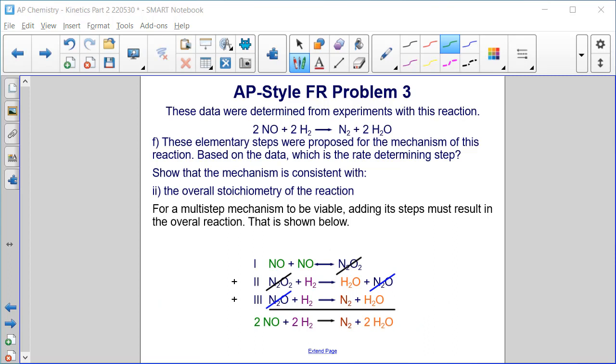The last thing we need to do in part F is show that the mechanism is consistent with the overall stoichiometry of the reaction. So we already showed that it was consistent with the experimentally determined rate law, and we determined that step 2 is the rate determining step. Now we need to just show that it's consistent with the overall stoichiometry. So for a multi-step mechanism to be viable, adding its steps must result in the overall reaction. And so I've taken each of the proposed steps and added them together, eliminating any intermediates, and in the end I get the same overall reaction that I'm given in the problem.